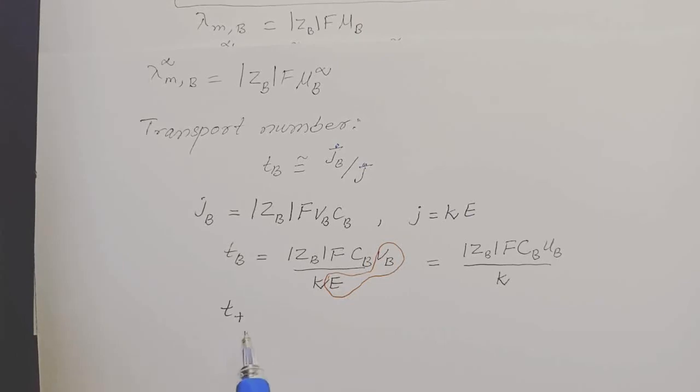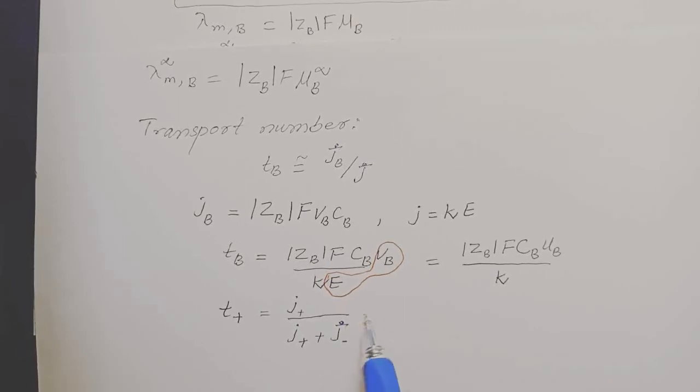ionic species that are positively charged will be equal to the current density of the positively charged ionic species over the total current density of the positively charged and negatively charged ionic species. So this fraction can be correlated with the mobility and the drift speed of these kinds of species.